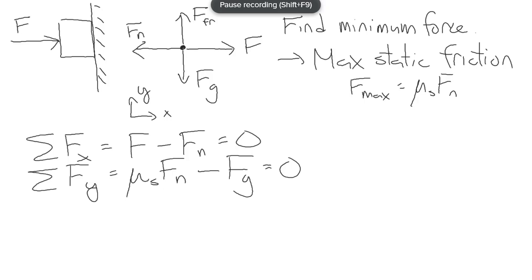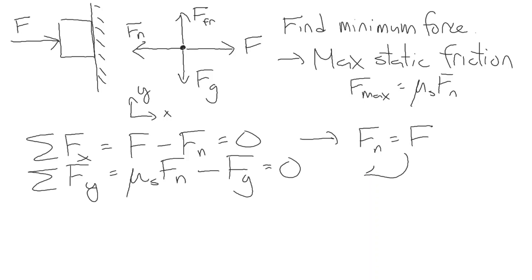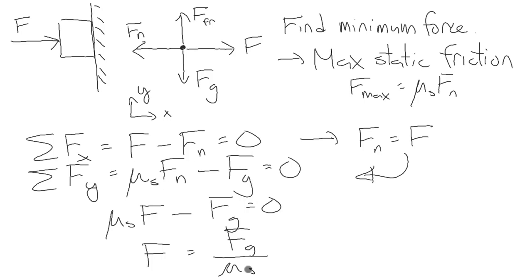So that means we can combine both of these equations. We solve the top one for Fn, which says that Fn equals how hard you're pushing, and then we plug that back into the bottom equation, and we get that mu S times F minus Fg equals 0. So F is equal to Fg divided by mu S, or mg divided by mu S.